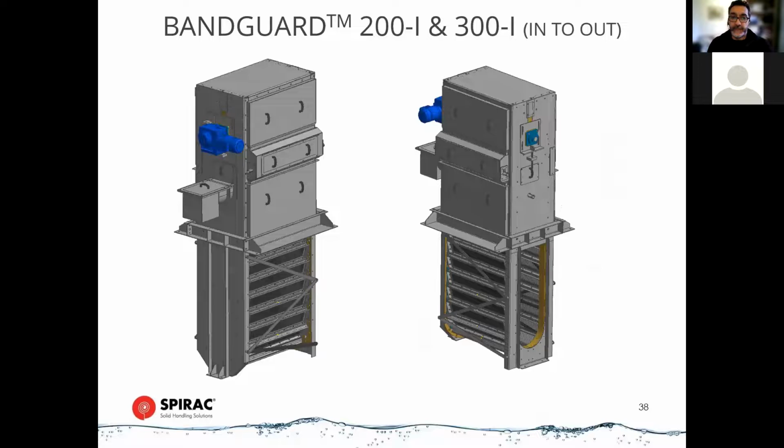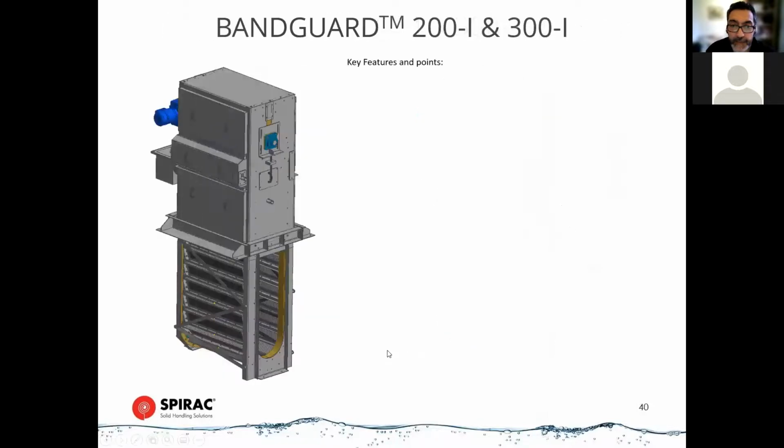Next type of screen. We talked about an escalator type screen where you've got the flow just coming into the panels in one direction. This is what we call a Vanguard, so it's a dual flow screen. This orientation is what we call an in-to-out, and I'll explain what that means in a moment.